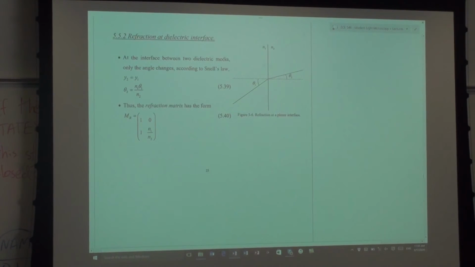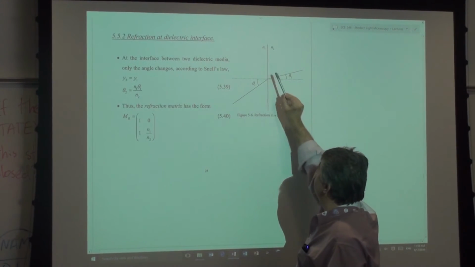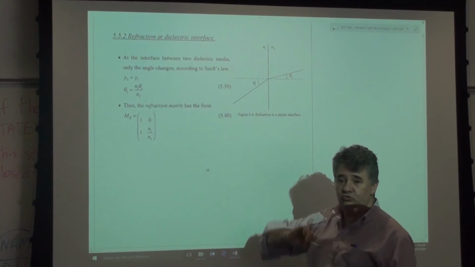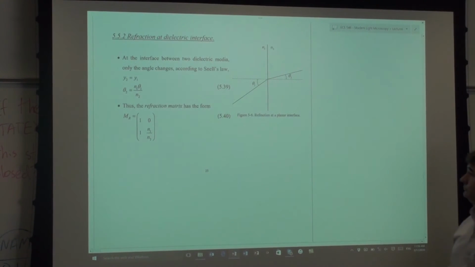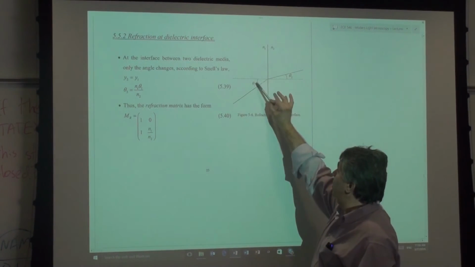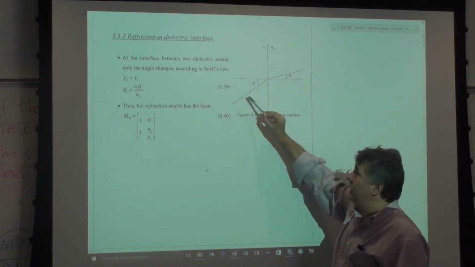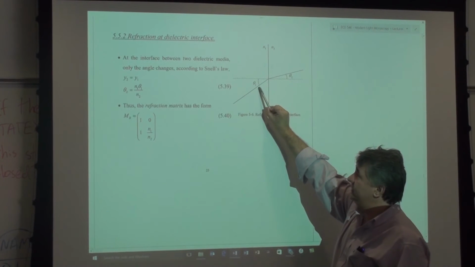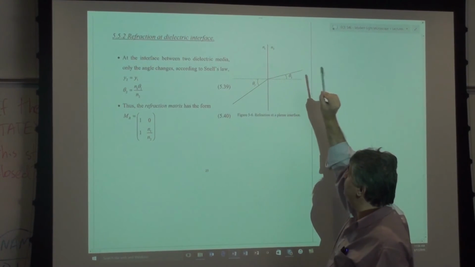How about refraction? How about I have a ray at this interface separating two refractive indices, n1 and n2? Well, what's the law that describes this? Snell's law. And we're going to again approximate sine of theta with theta. So Snell's law says n1 theta 1 equals n2 theta 2.